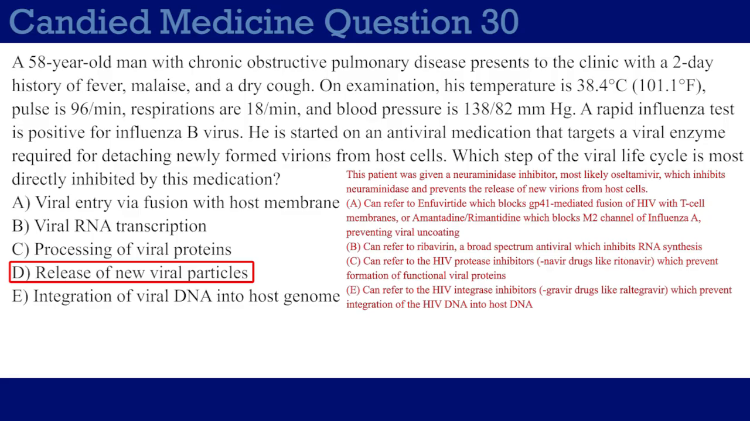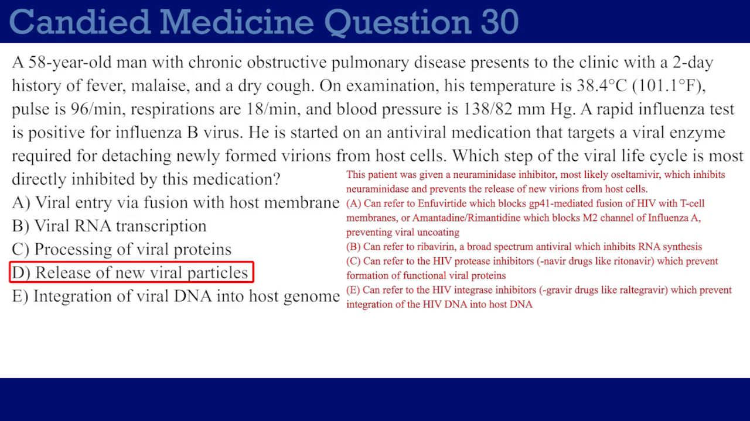Amantadine is more used for influenza A. Amantadine is also used for Parkinson's disease because it has some dopamine-related effects. It increases dopamine release and decreases dopamine reuptake. But honestly, amantadine is a pretty low-yield drug in general. I would say know about it, but obviously don't emphasize it as much as something like oseltamivir.